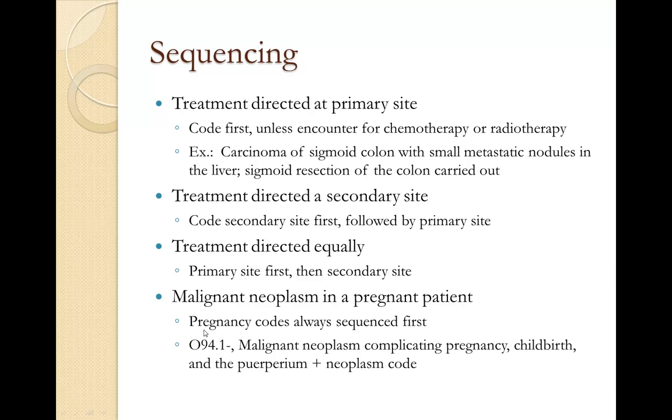I think that I've briefly mentioned pregnant patients. There's always something a little different there. So pregnancy codes always are sequenced first over any other codes. So we would end up with our O94.1, and again this dash indicates that there's some additional digits or characters needed. Malignant neoplasm complicating pregnancy, and then we'd add our neoplasm code after that. And again, you could have several of these if there were any sort of metastasis, or even 2 primary sites, I guess.